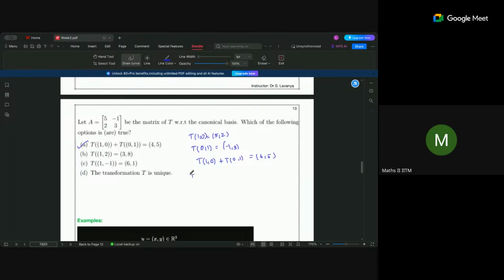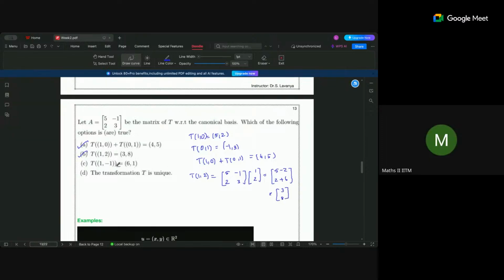Now, what about T of 1, comma 2? How will you compute it? The transformation T is A times x, so x is here 1, comma 2. So we can compute. If you compute this, what will you get? 5 minus 2 and then 2 plus 6. So you get 3, 8. So option B is also correct.